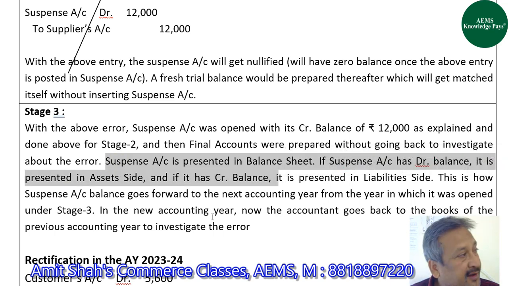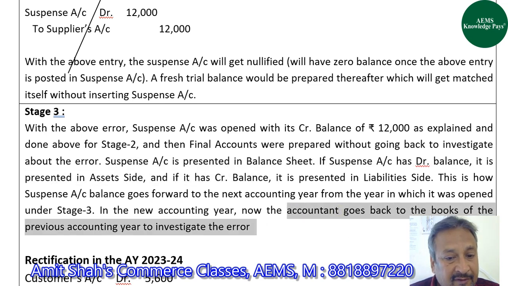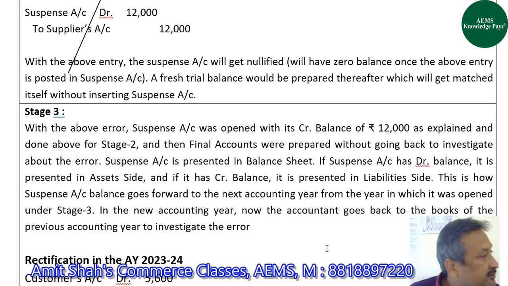And after this, he reached the new accounting year. Being in the next accounting year, now he has enough time. So now he goes back to the books of the previous accounting year to investigate the error. Am I clear? And once he gets to know the error, then he rectifies it. And this is the rectification under stage 3, that is after preparation of final accounts.